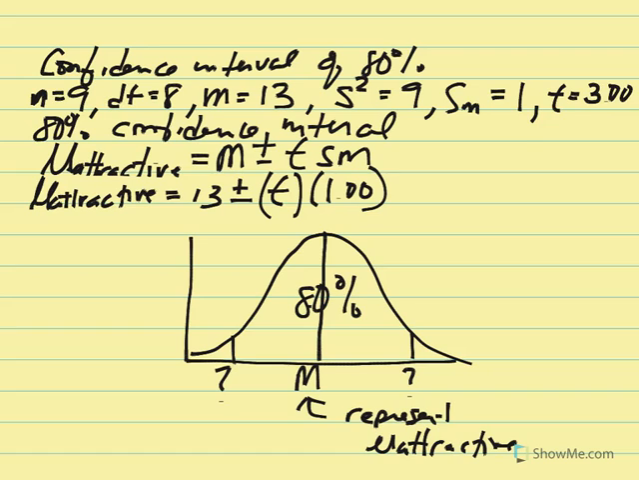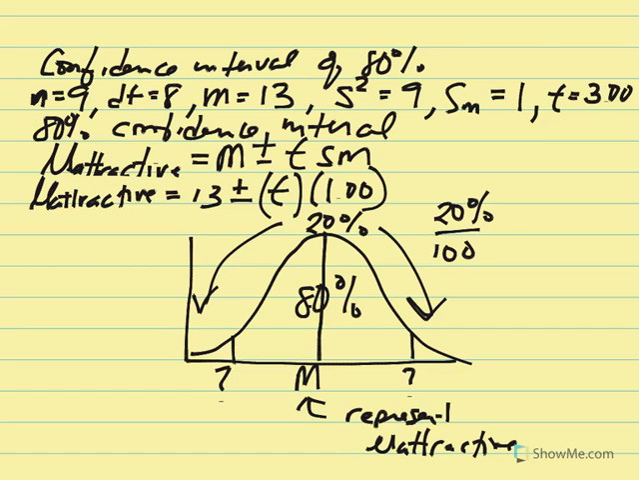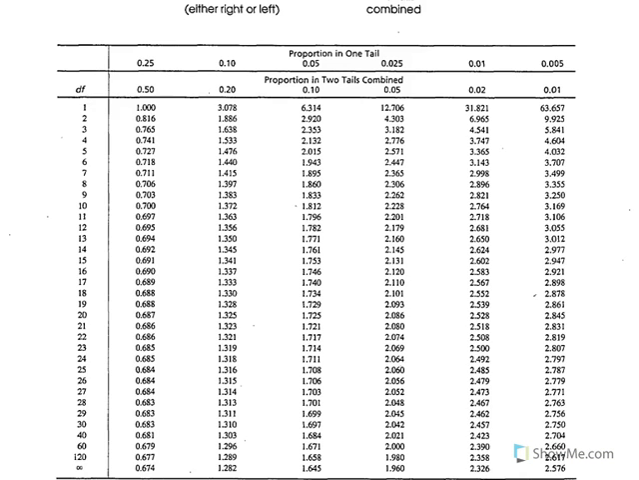Okay, so we're saying 80% of the values will be in the center, centered around 13. That leaves 20% in the tails. So we're going to convert that 20% into a proportion. So we divide that by 100, and we get 0.20. So now we're going to utilize our t distribution to find out what the t value is in this equation. So here is our t table.